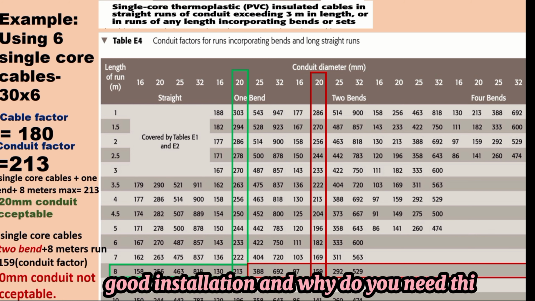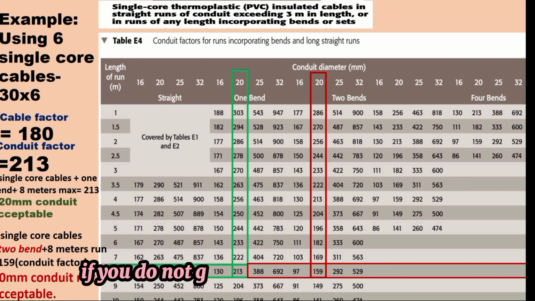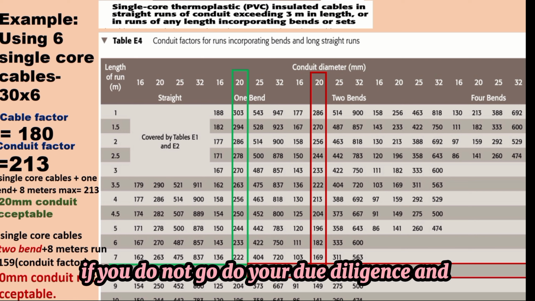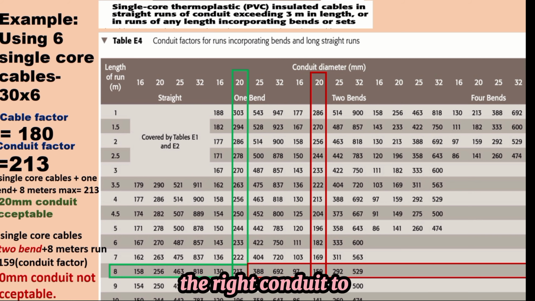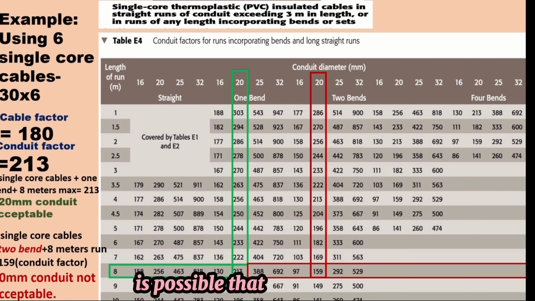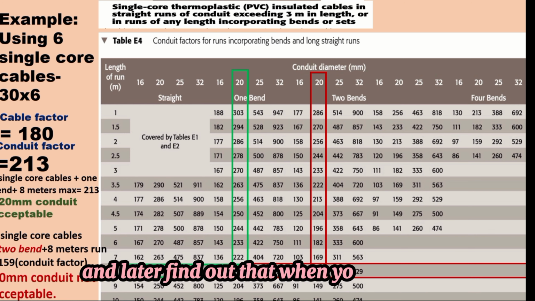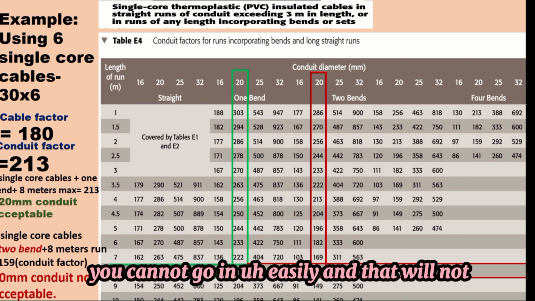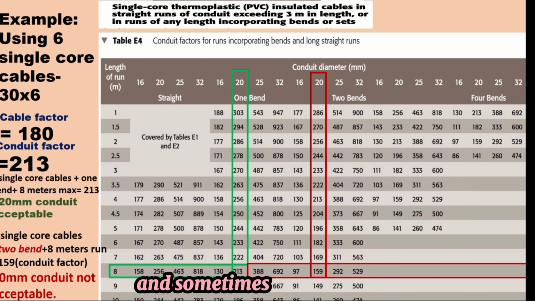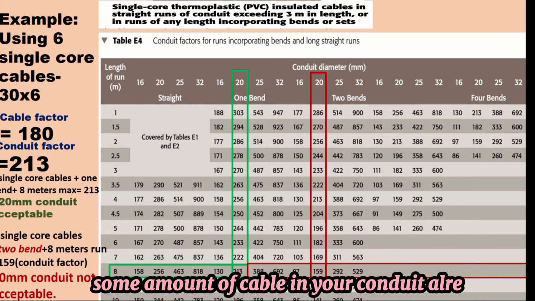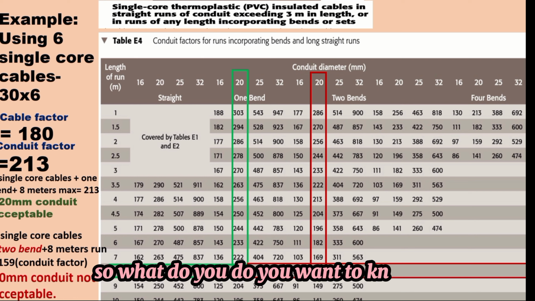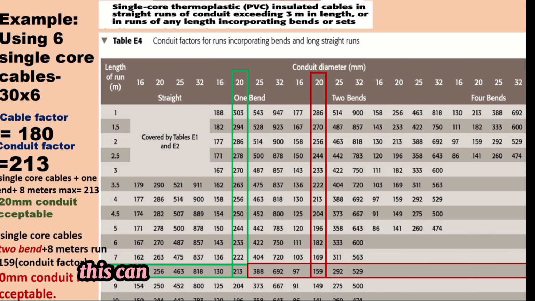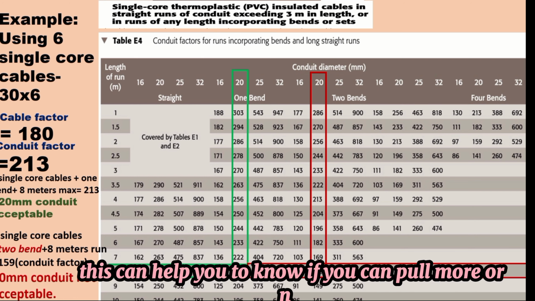And why do you need this? Generally, if you do not do your due diligence and know the right cable, the right conduit to install, it's possible that you run your conduit and later find out that when you're pulling your cable in, you cannot go in easily, and that will not be good for you. And sometimes you may already have some amount of cable in your conduit already. So you want to know, can you pull more? This can help you to know if you can pull more or not.